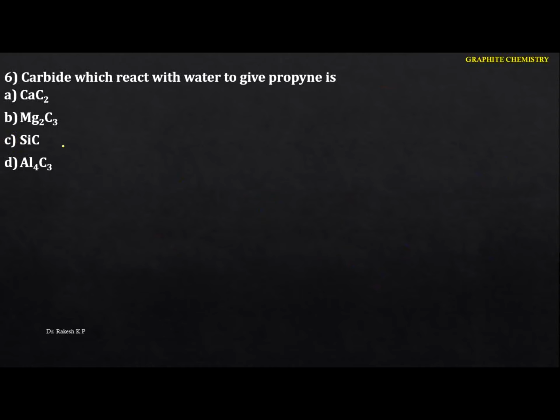Okay, so next one. Carbide which reacts with water to give propane. Let me write the particular reactions here. See the first one here. They have given calcium carbide. Whenever it reacts with water, we are going to get acetylene, which is nothing but ethyne. The byproduct will be calcium hydroxide. So here you have to take the 2.